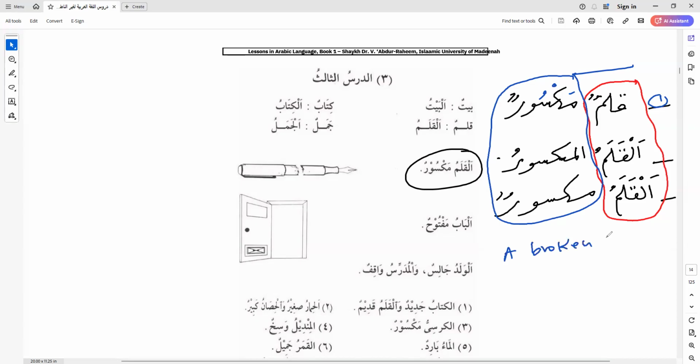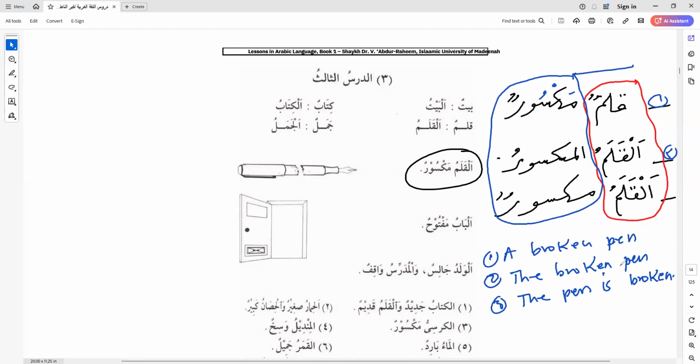The first one means a broken pen. That's the first sentence up there. And then the second sentence means the broken pen. Pay particular attention to the structure. And then the third sentence, which is the one we are analyzing, means the pen is broken. So I hope you understand the three sentences here. They are different, but they appear to be talking about the same thing.